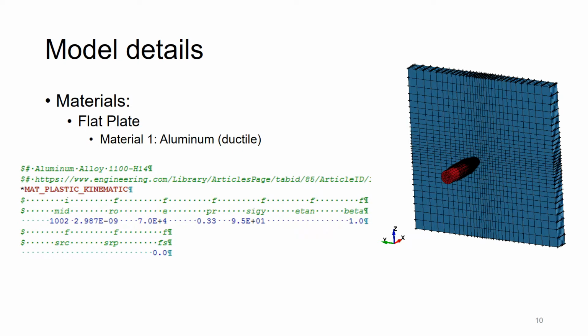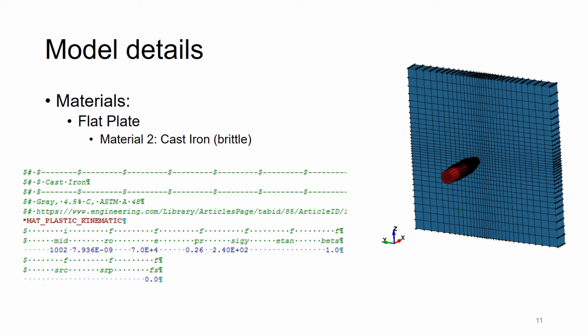For the flat plate, I gave it a variety of different materials. For the first material, a ductile material, I used aluminum alloy 1100-H14. And here you can see the density again, elastic modulus, Poisson's ratio, and yield strength. The yield strength here is in megapascals, so 95 megapascals. And the density is in tons per millimeter cubed, actually.